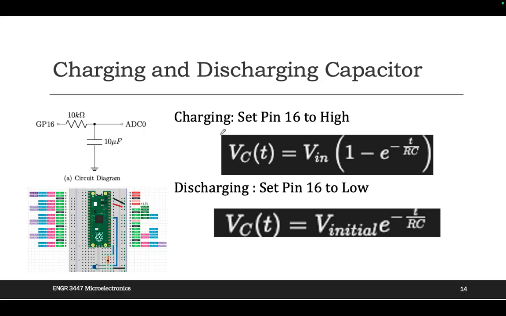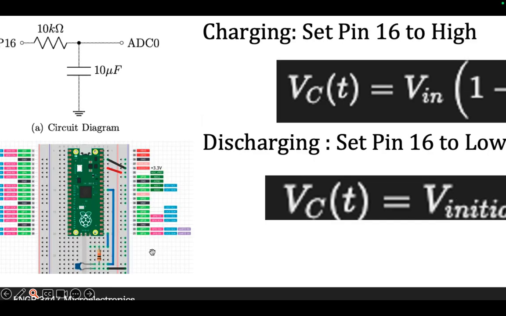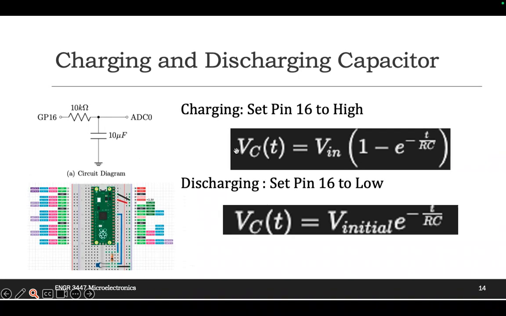You can see here, this is our circuit, and this is our hardware connection. This port will connect to ADC 0 to measure the voltage here. And then the capacitor will connect to ground, and from this point it will connect to the resistor and go to GP16. That makes sense here? And then if we set GP16 to high, it will begin to charge, and this is the equation for the charge. And t, what is t here?